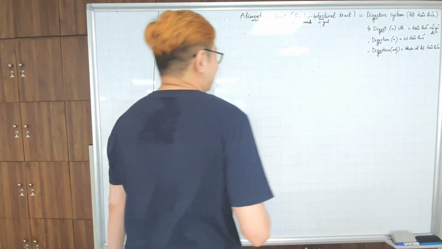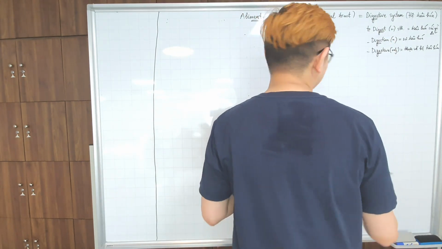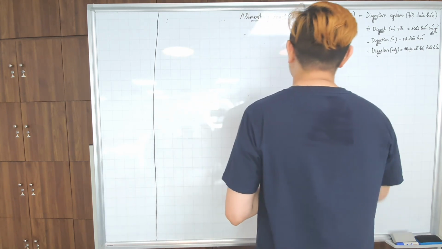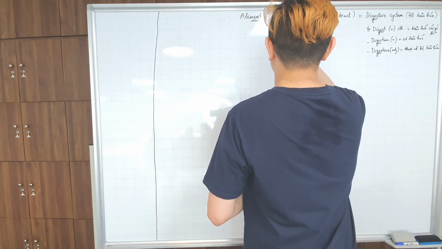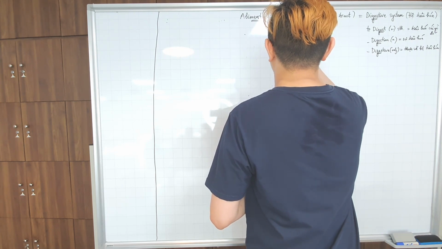Anyway, so first thing I need to draw a human body here, and then I'll draw all the parts here. So first thing is the mouth.